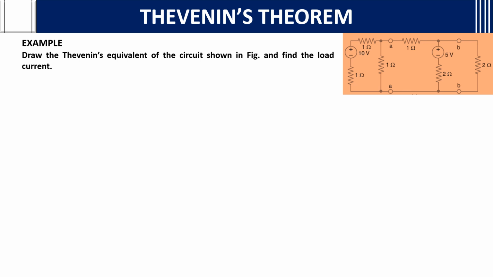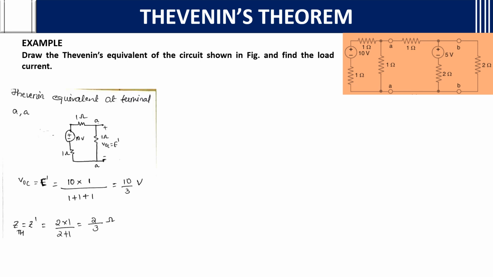Okay. Now what we need to do? First, the Thevenin equivalent at terminal A and A. What I did, you can do like this. It is an easy way, so you will understand. We want the Thevenin equivalent at terminal A and A, so we can remove the other circuit. I didn't draw this circuit itself. You can remove that circuit and write.